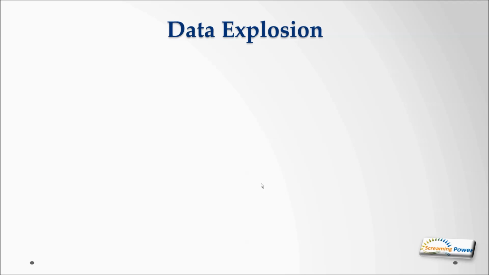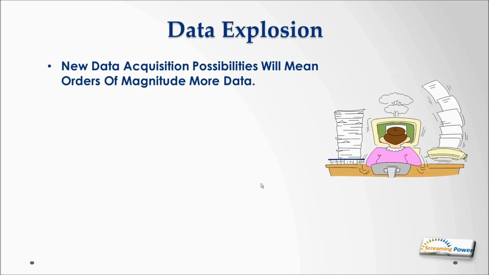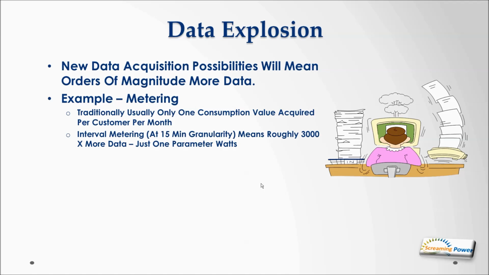So what about the volumes of data? We've seen that we're going to be getting new data from all kinds of different sources, and this will mean that we've got orders of magnitude more data coming into the utility. And there's a possibility that if we don't change the processes and the systems, we're going to end up with data overload. Just one example, electrical metering for the consumer. Traditionally, the utility only acquired one consumer value per month per customer. In other words, 12 values per year per customer.